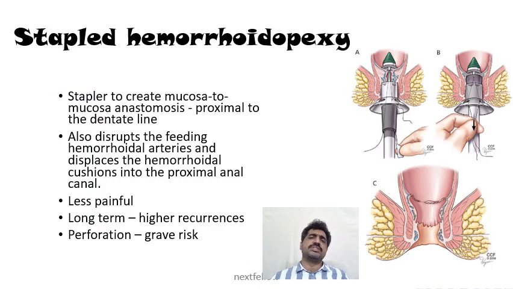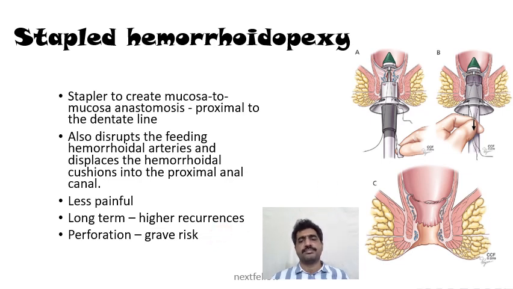Other treatment options for hemorrhoids include stapled hemorrhoidopexy. We use a specially designed stapling device to create a mucosa to mucosa anastomosis. In this, we are removing the additional mucosa and submucosa which is prolapsing, and the device anastomoses both the edges. All this happens above the dentate line, so it's less painful and early results are as good as hemorrhoidectomy. The disadvantages include a higher long-term recurrence rate and a risk of rectal perforation.